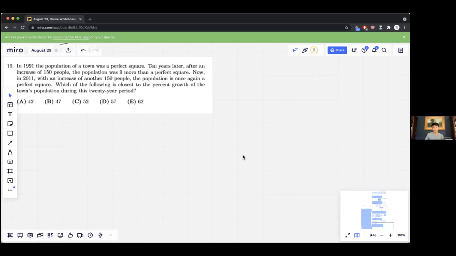So in 1991, the population of a town was a perfect square. 10 years later, after an increase of 100, oh wait.